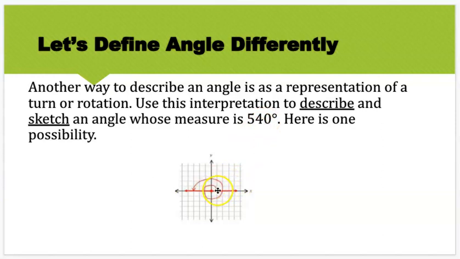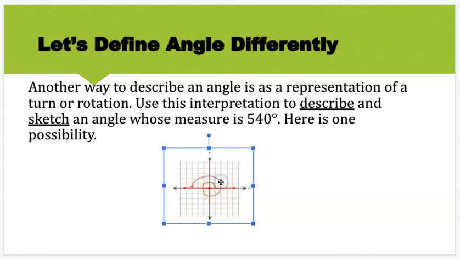Well, if we start here and we go all the way around, then we're at 360 degrees. And then if we go another 90 and then another 90, we would be at 540 degrees. So that's when this definition of a turn or a rotation is very helpful. And it's helpful in further geometry as well.